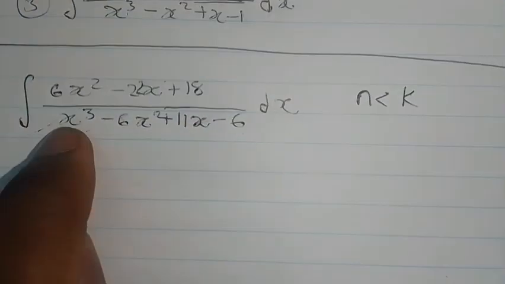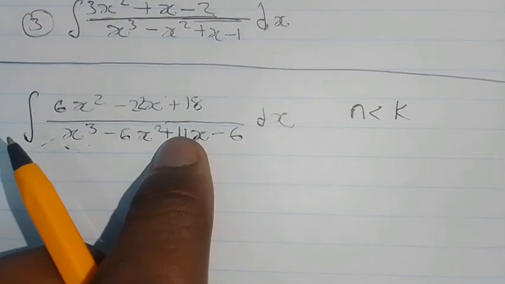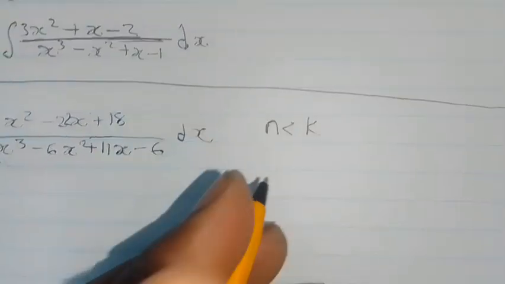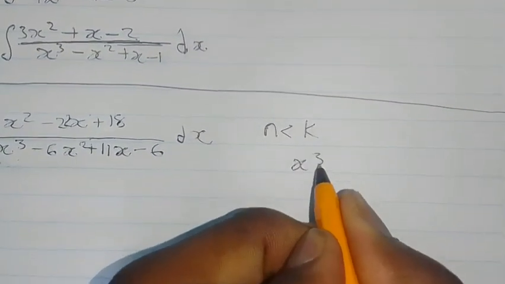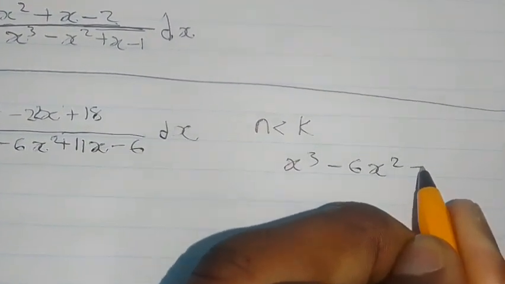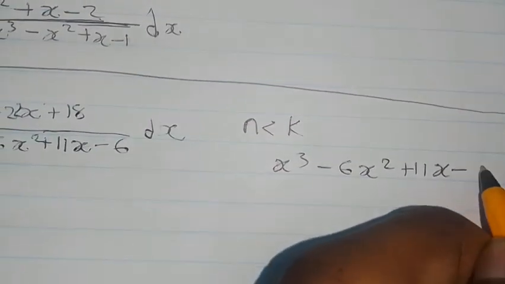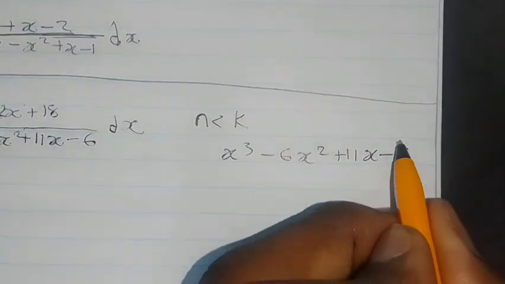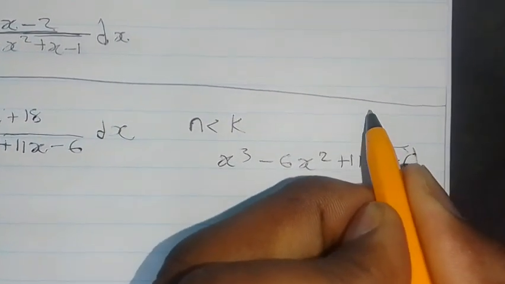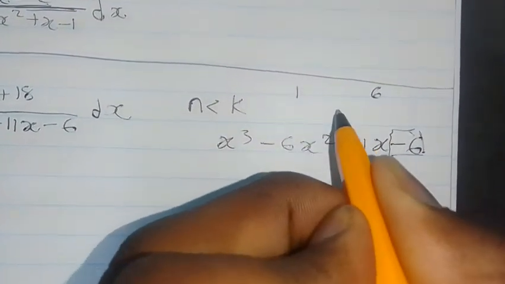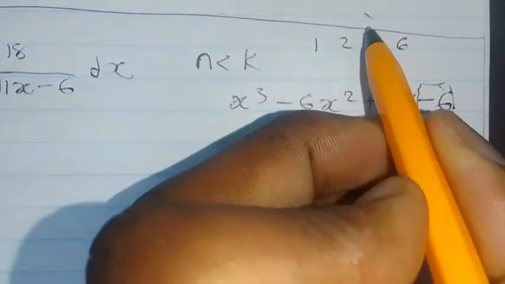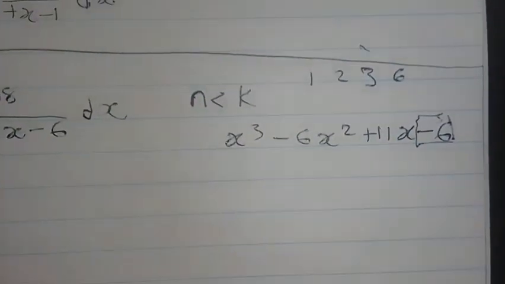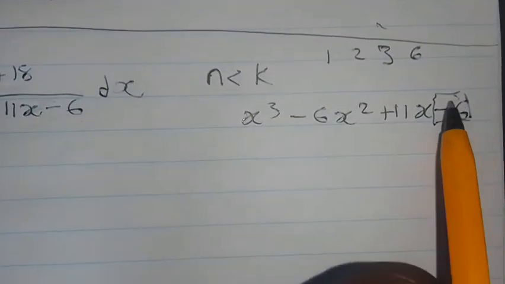Okay, so how do we factor x cubed minus 6x squared plus 11x minus 6? Let's look at it: x cubed minus 6x squared plus 11x minus 6. The first thing we will do is look for the factors of the constant. The factors of 6 are 6 and 1, 2 and 3.